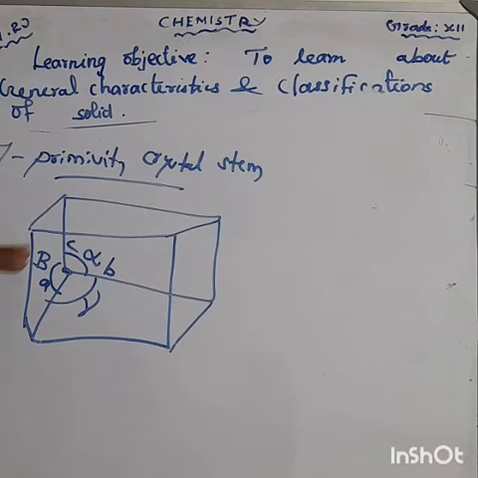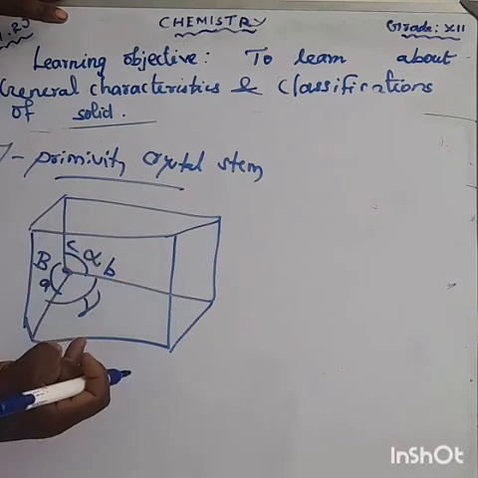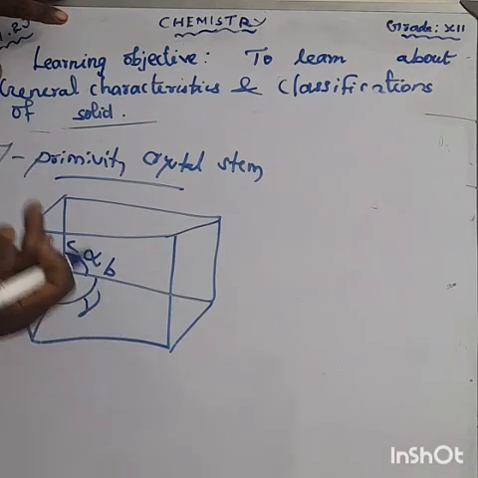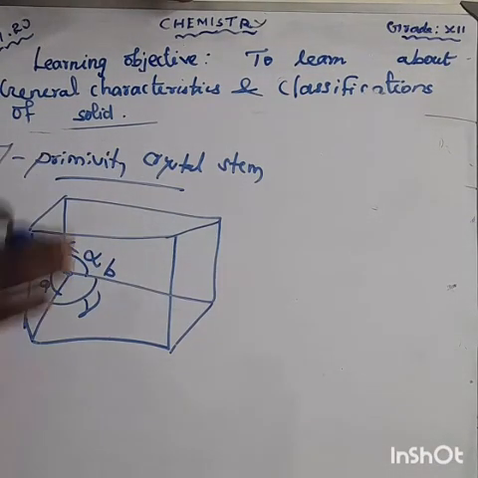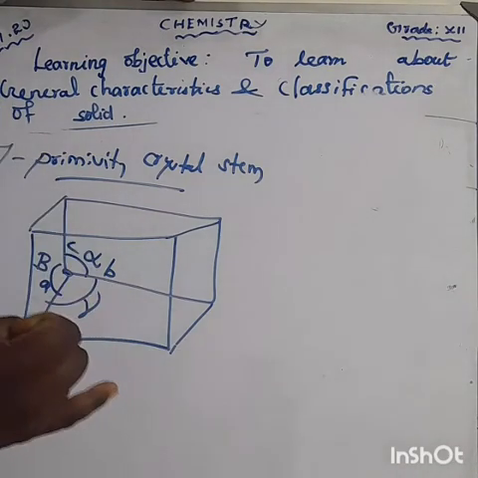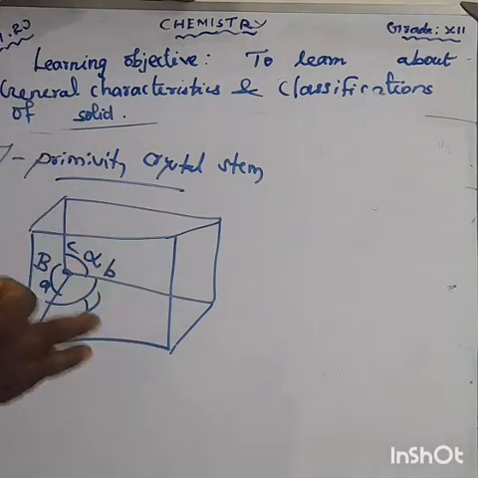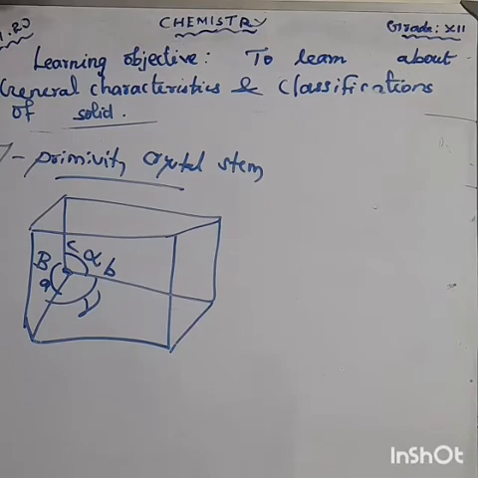We have to draw the 7 primitive crystal systems. One is cubic. Second is rhombohedral. Third is hexagonal. Fourth is tetragonal. Fifth is orthorhombic. Sixth is monoclinic. And the 7th is triclinic. Can you remember them? Cubic, rhombohedral, hexagonal, tetragonal, orthorhombic, monoclinic, and triclinic.